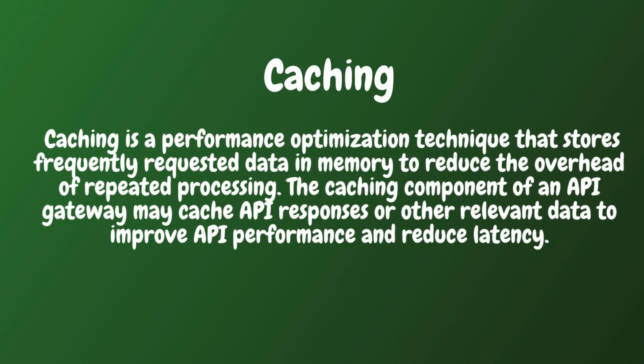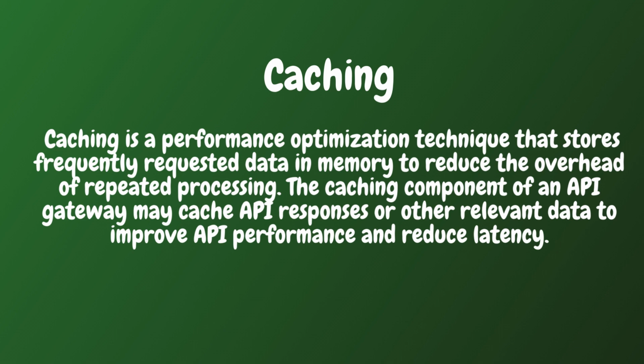Caching. Caching is a performance optimization technique that stores frequently requested data in memory to reduce the overhead of repeated processing. So it's very cool, right? We have a lot of in-memory data stores like Redis, Memcached, Hazelcast. Too many things we have, right? So basically, it will be acting as an in-memory data store as well.